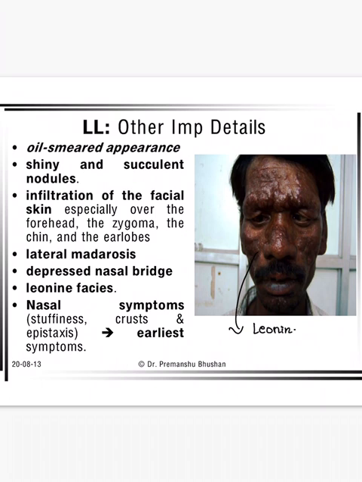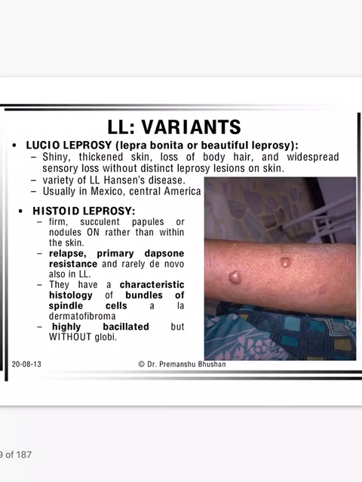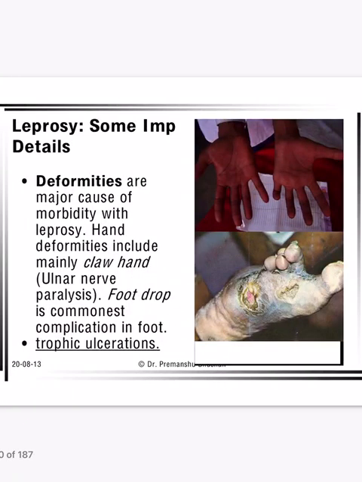Okay. Now coming on to the lepromatous leprosy. If it involves the entire face, it may also be known as leonine leprosy, guys. See, loss of the lateral part of the eyebrow known as madarosis, leonine facies and depressed nasal bridge, guys. So there may be nasal symptoms, guys. Okay, if we talk about the variants of leprosy, there is Lucio leprosy, that is diffuse non-nodular leprosy. Lucio leprosy is also known as lepra bonita or beautiful leprosy, guys. This is a variant usually seen in Mexico. This is important from the MCQ aspect, guys, for INI-CET and other exams. Okay, then we have histoid leprosy, guys.